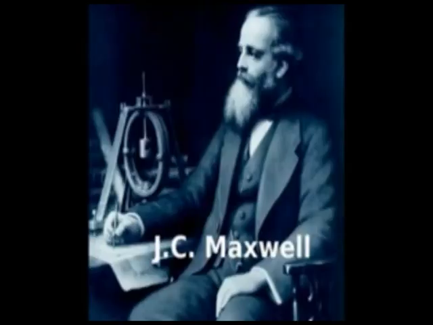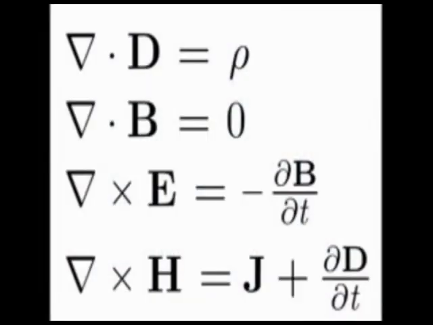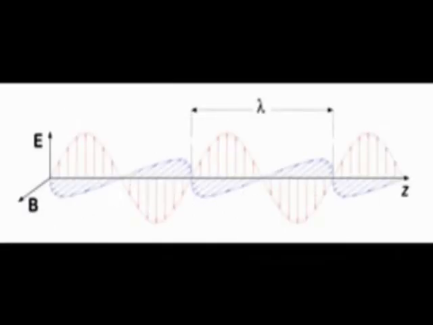Around 1880, a British scientist, James Clerk Maxwell, developed the mathematical theory of electromagnetism. His theory predicted that electromagnetic waves propagate through space at the speed of light, resulting from oscillating electrical and magnetic fields at right angles to each other and to the direction of propagation.